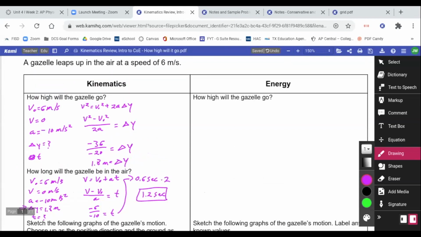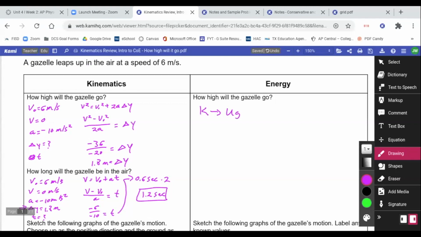All right, how high would the gazelle go? When the gazelle's on the ground, he has no height, but he has velocity. That means he's got kinetic energy on the ground. As he jumps, he's going to slow down, but he's going to gain height. That kinetic energy will become gravitational potential.